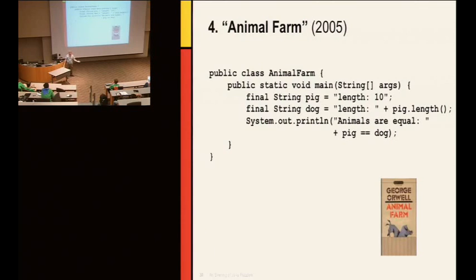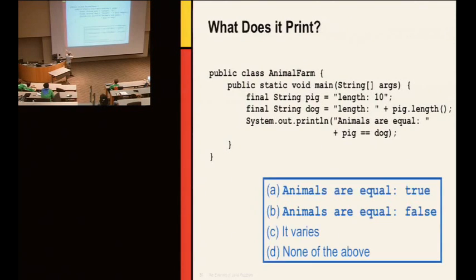So the question is, what does the program print? Does it print "animals are equal: true", "animals are equal: false"? Might it vary from run to run or VM to VM? Or does it do something else? I'll give you a moment to think about it.